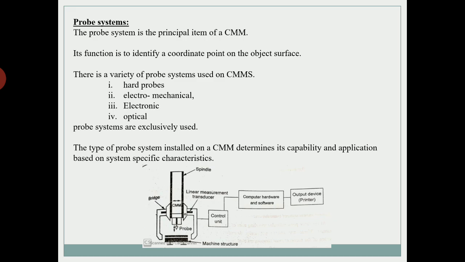There is a variety of probe systems used on CMM. They are hard probes, electromechanical probes, electronic probes, and optical probes. We will discuss the types of probes in coming sessions. The type of probe system installed on a CMM determines its capability and application based on system specific characteristics. This shows the probe system of CMM.